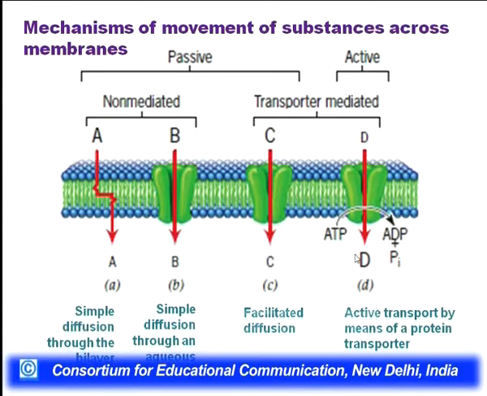So for moving against the concentration gradient you need energy, and this energy is provided by the hydrolysis of certain energy molecules such as ATP. So active transport by means of a protein transporter is a transporter mediated active transport mechanism, and it needs the hydrolysis of ATP molecules. So we will talk in detail about this fourth transport mechanism for the movement of substances across the plasma membrane.